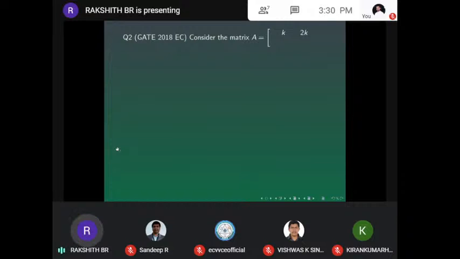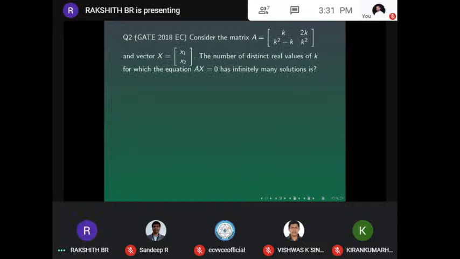Okay. So let me consider one more question. This question was asked in our GATE 2018 question paper. The question is as follows. Consider the matrix A, which is given by k, 2k, k square, minus k square, and the vector x equal to x1, x2. The question is to find the number of distinct real values of k for which the equation Ax equal to 0 has infinitely many solutions.